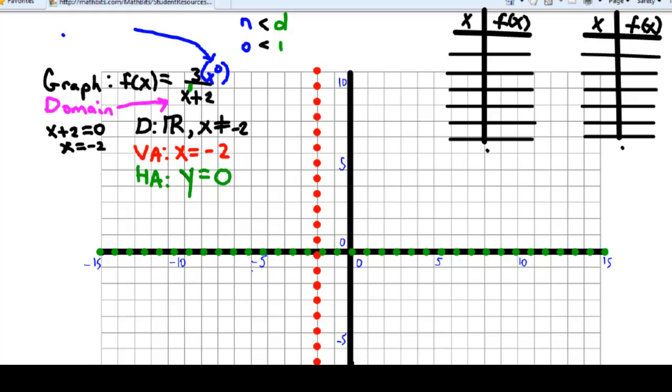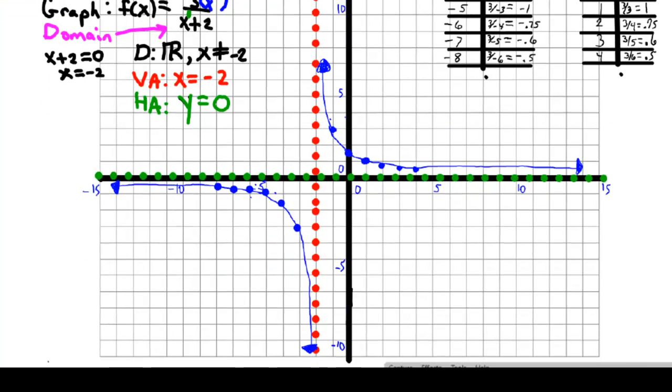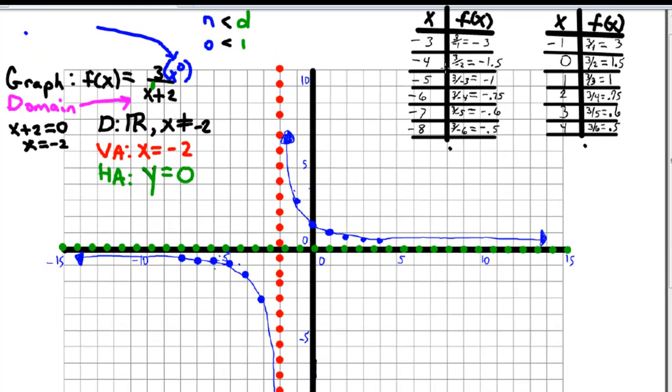Now we have our vertical and horizontal asymptotes, our boundary lines. For the table, we pick numbers to the left of the vertical asymptote. The vertical asymptote is at negative 2.